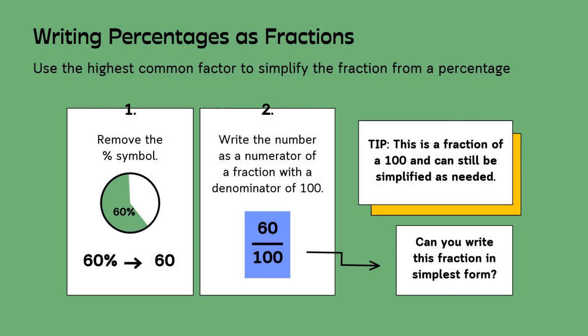Okay, now writing percentages as fractions. We've been doing that, right? What we're going to do is use the highest common factor to simplify the fraction from a percentage. So 60%, you remove the symbol, right? So it's 60. Then write the number as the numerator of a fraction with a denominator of 100. So 60 over 100. Remember, percentages are a fraction of 100 and can still be simplified as needed. You can write this fraction in its simplest form. How you do that? You divide, right? There are many ways you can do this. So let's try the way that I like to do.